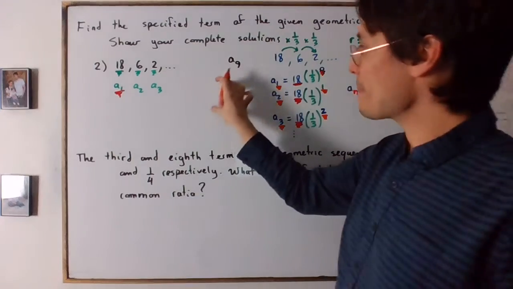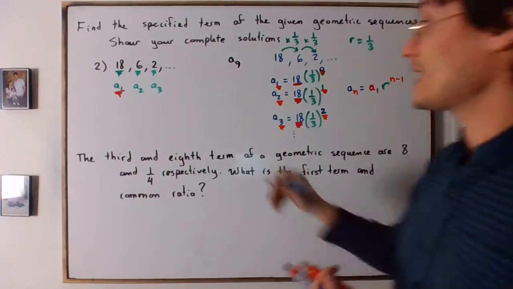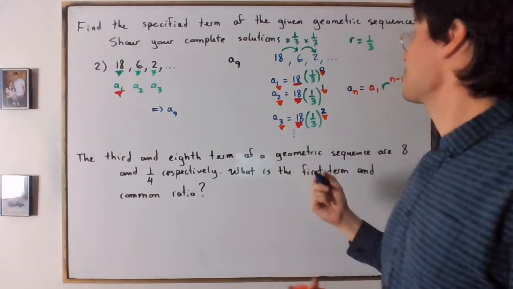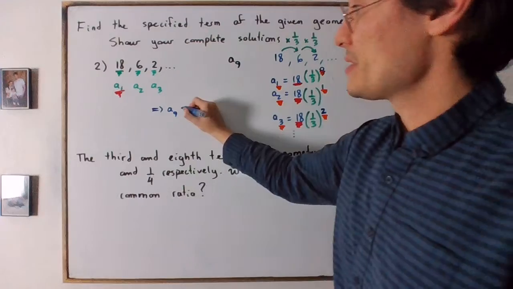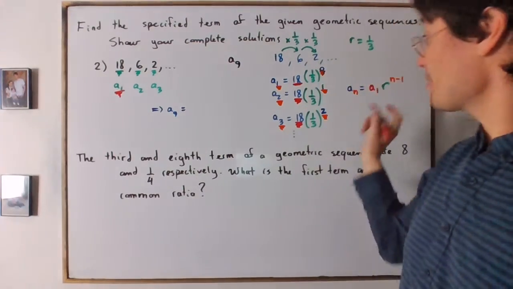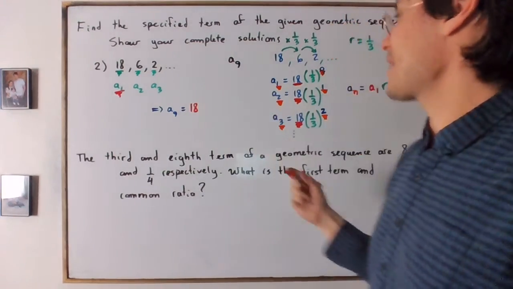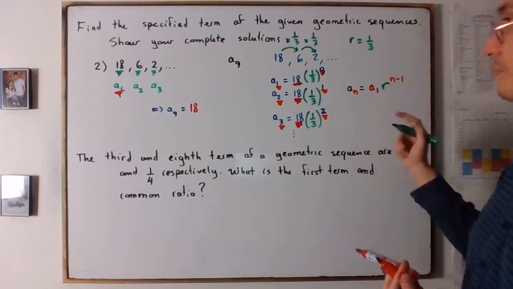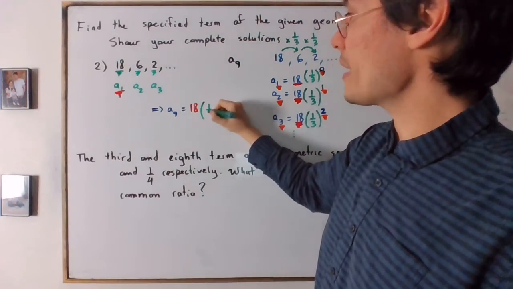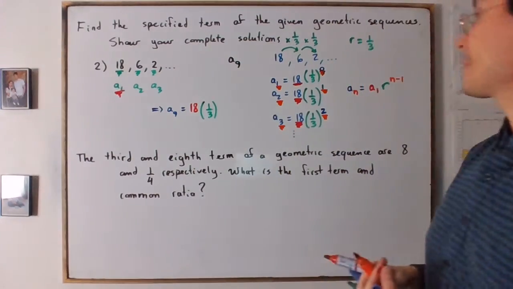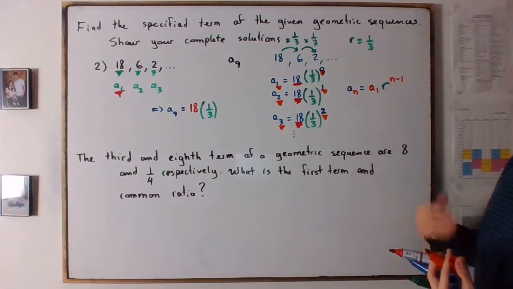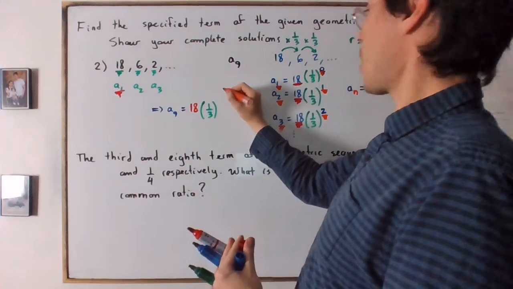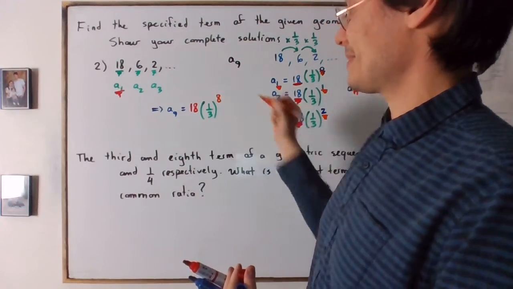Now, going back to here, you want to figure out what A9 is. Once you're here, you simply need to write down the formula. So A9 will be your A1, sorry about that, which turns out to be 18. Now the ratio is 1 over 3. And finally, the exponent will be 9 minus 1, so in other words, it's going to be 8.